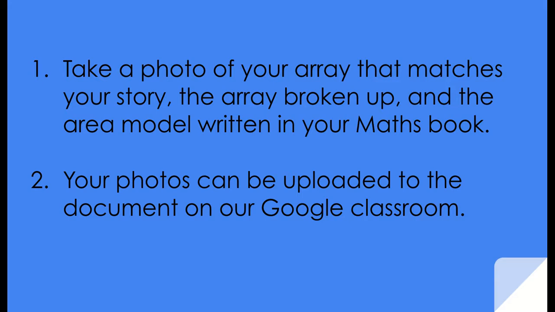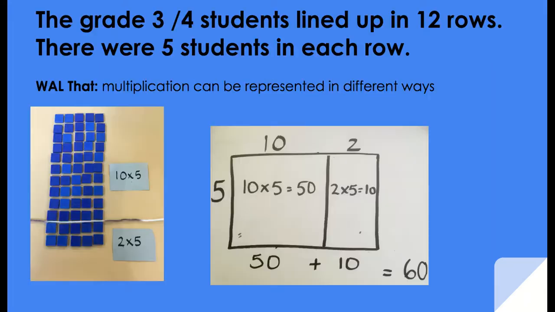Once you've chosen your story, you're going to create an array. You can draw an array in your maths book, boys and girls, and then you're going to take a photo of your array that matches your story. The array can be broken up. You can use a piece of string for that, if you've got a piece of string or a piece of wool around the house, and the area model, and you're going to write them in your maths book. Step 2 here is your photos can be uploaded to the document that's in your Google Classroom.